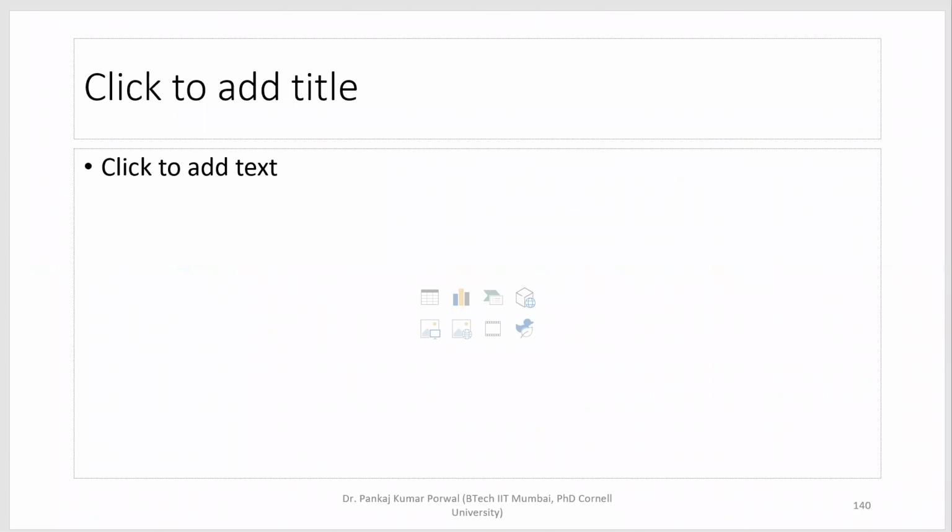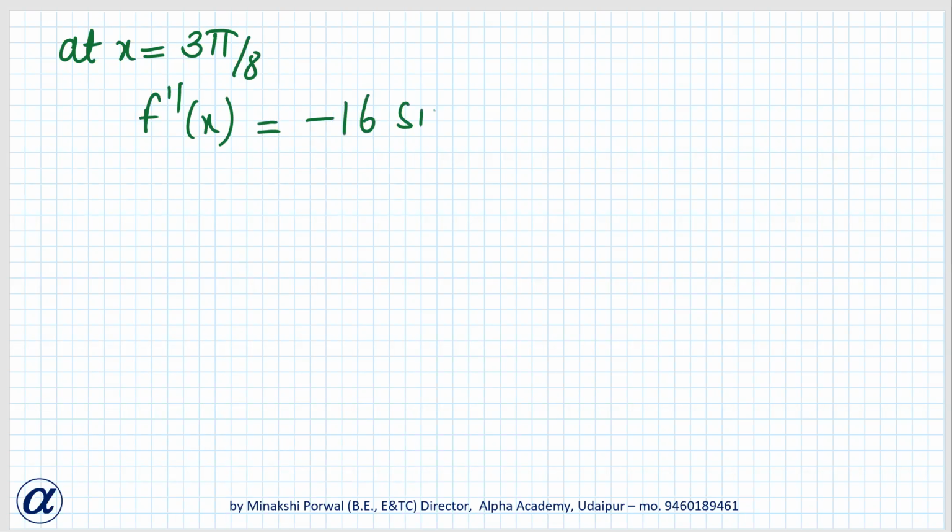Now at x equals 3 pi by 8. f double dash x, when we substitute 3 pi by 8, it will be equal to minus 16 sine of 4 into 3 pi by 8, that is equal to 3 pi by 2. Sine 270 is minus, so this will become plus. It will be greater than 0.